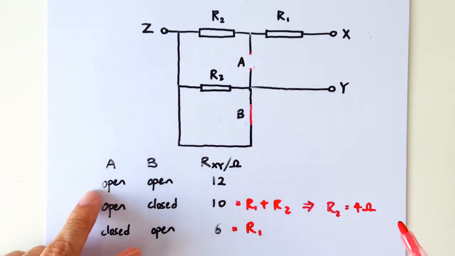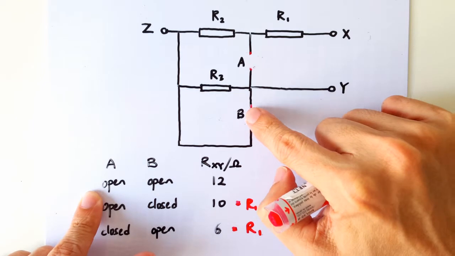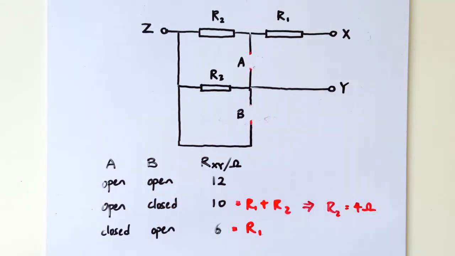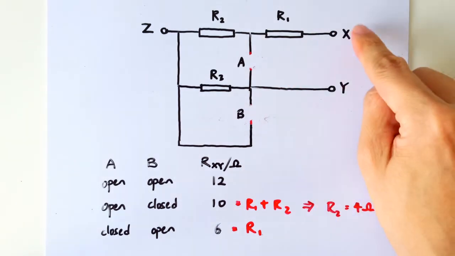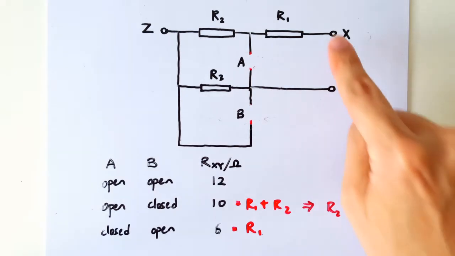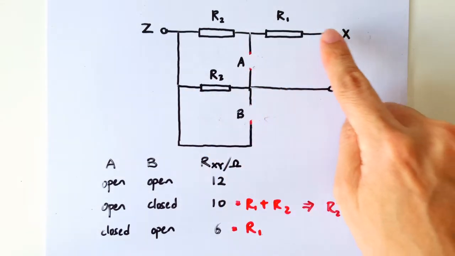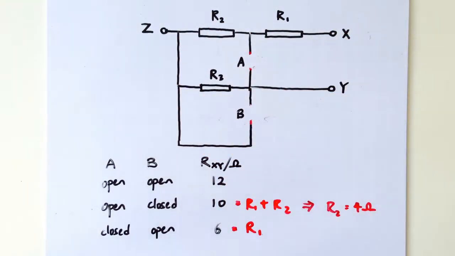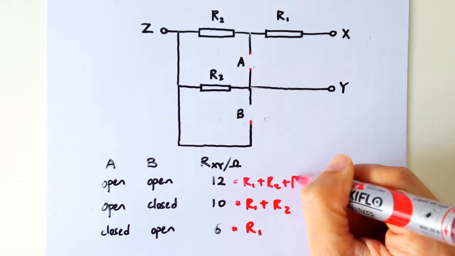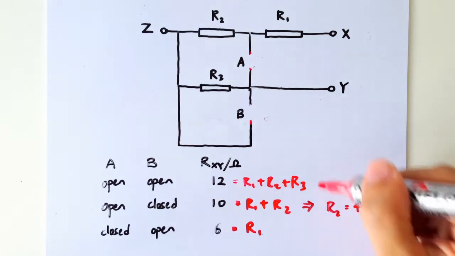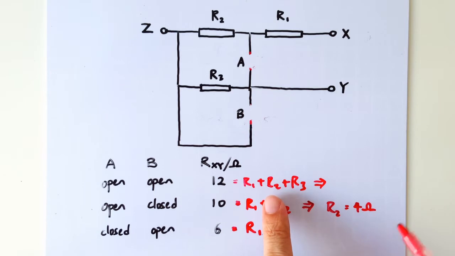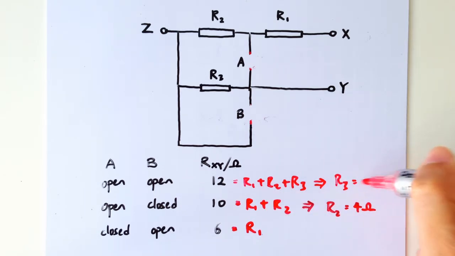So the last piece of information here says that when both the switches are open, the resistance is 12. So when we open both the switches, the current path between X and Y is this way. So the resistance between X and Y is R1 plus R2 plus R3. So R1 plus R2 plus R3 is 12 ohms. We already know that R1 is 6, R2 is 4 ohms. That means R3 has got to be 2 ohms.